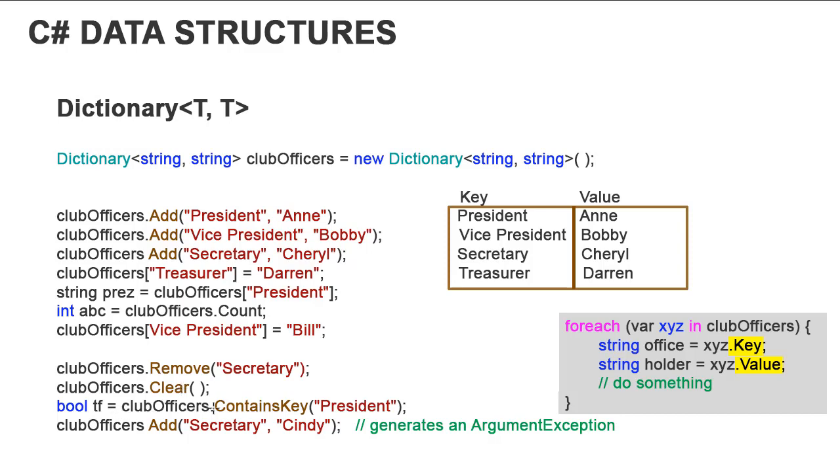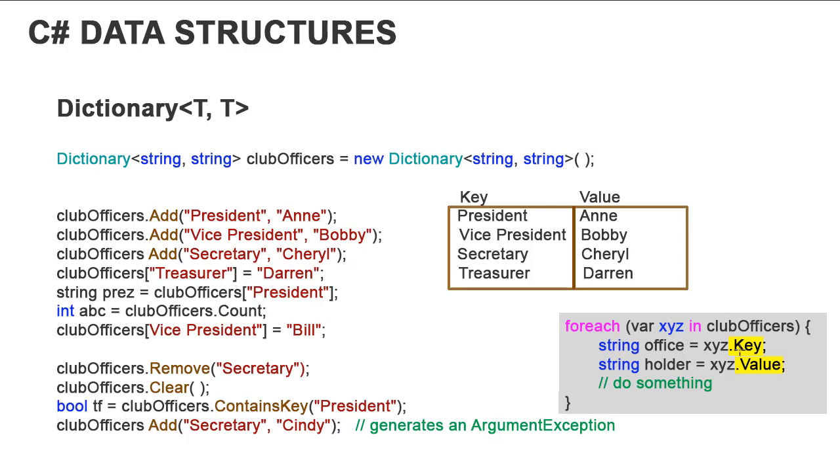And I can also check to see if the dictionary contains a particular key. So with the method of contains key, it returns a Boolean value of either true or false. If I try to add a new pair using the add method where the key already exists, such as in this case a second secretary with Cindy, it's going to generate an exception. So if I wanted to change Cindy to secretary, I'd want to use this method up here of specifying the key of secretary equals Cindy.